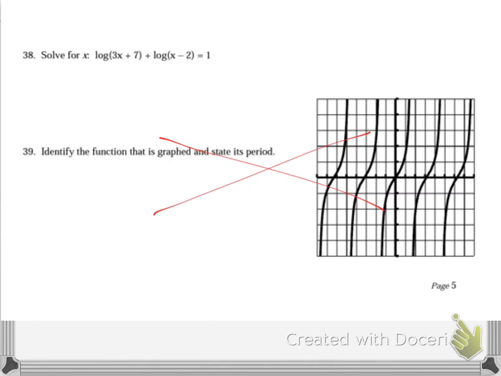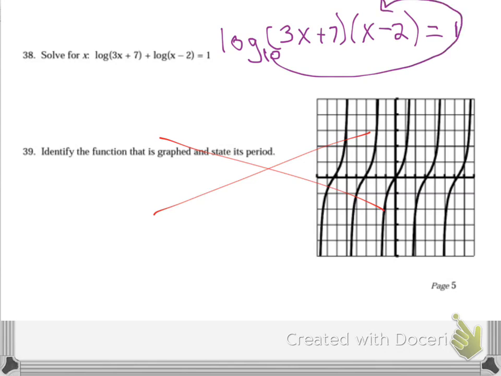38, solve for x. Log of 3x plus 7 plus log of x minus 2 equals 1. So if I have logs, I want to make it into one log, so I need to condense it, and they're being added with the same base. So I'm going to rewrite it as one log, where they get multiplied. So 3x plus 7 times x minus 2 equals 1. I'm going to remember I have a base of 10 since nothing is written. And now that I only have one log, I can go ahead and swirl. So I get 10 to the first power equals 3x plus 7 times x minus 2.